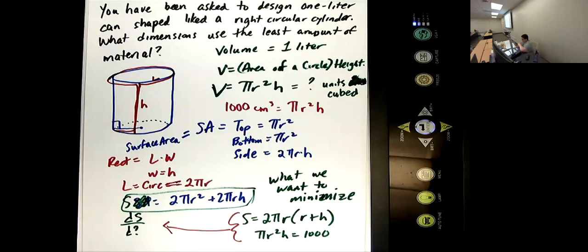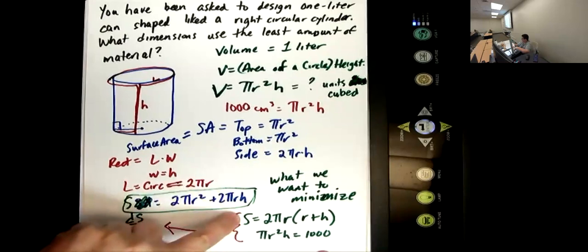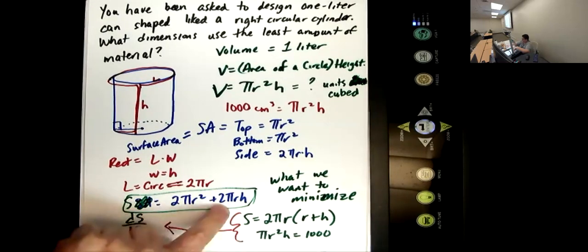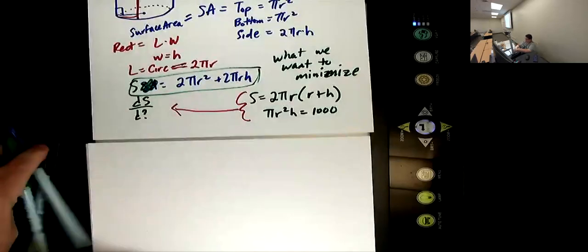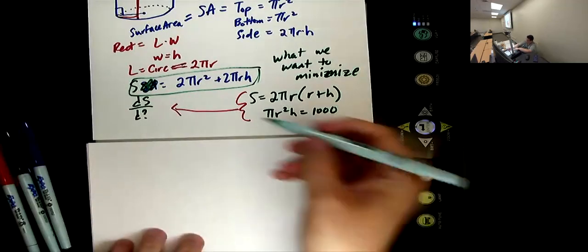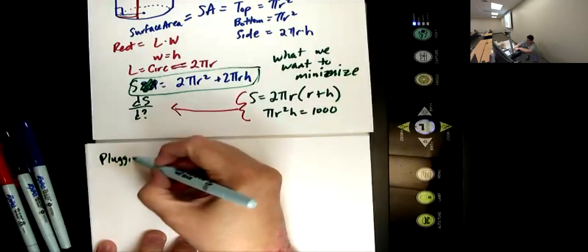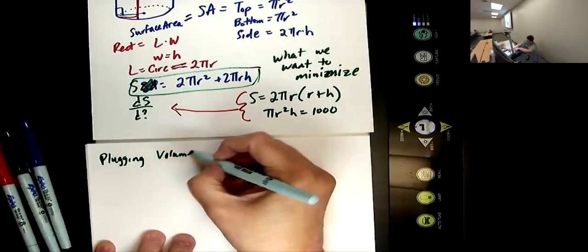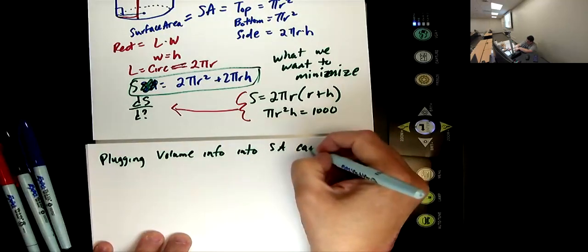Take this one, make it into one of the variables and plug it in. I like that because we want to work with S, so we need to incorporate this into that. So, plugging volume information into SA can eliminate one of the variables.